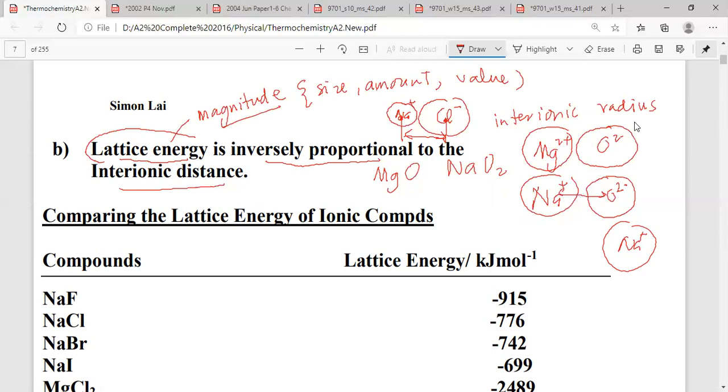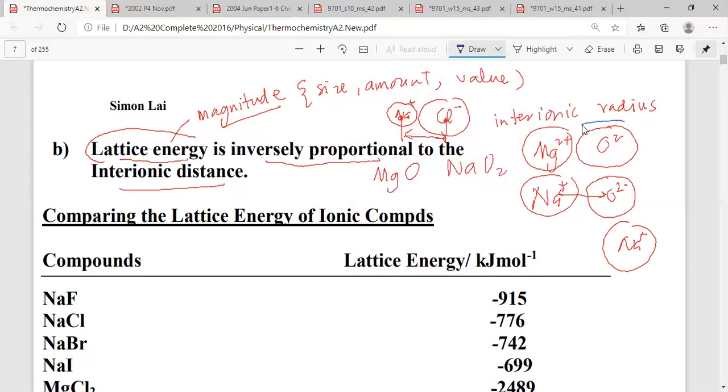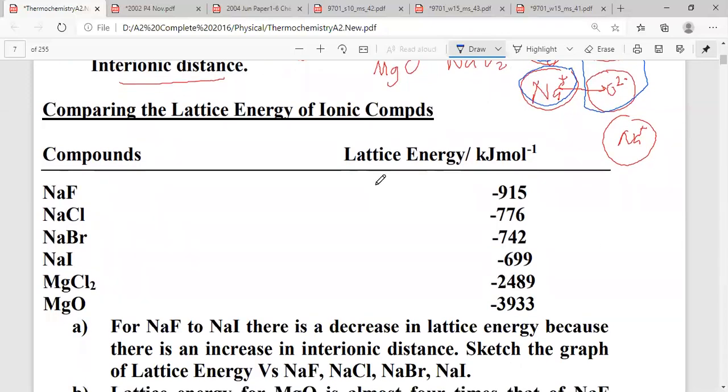But normally, if these 2 are the same, put the blue color. If these are the same, they just talk about the radius of your cations only. Which is bigger, which is smaller. Now you can see here in a lot of examples. For the first example here, compare the formulas here. Remember, Na plus, F minus, plus minus, plus minus, plus minus. So the charges are the same.